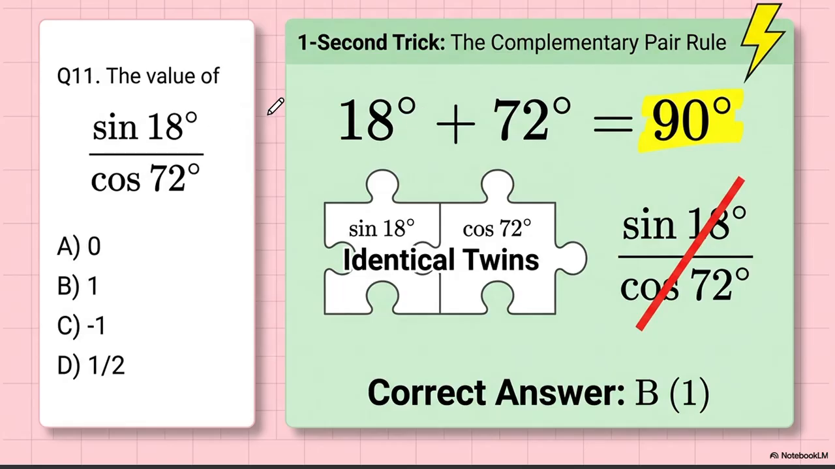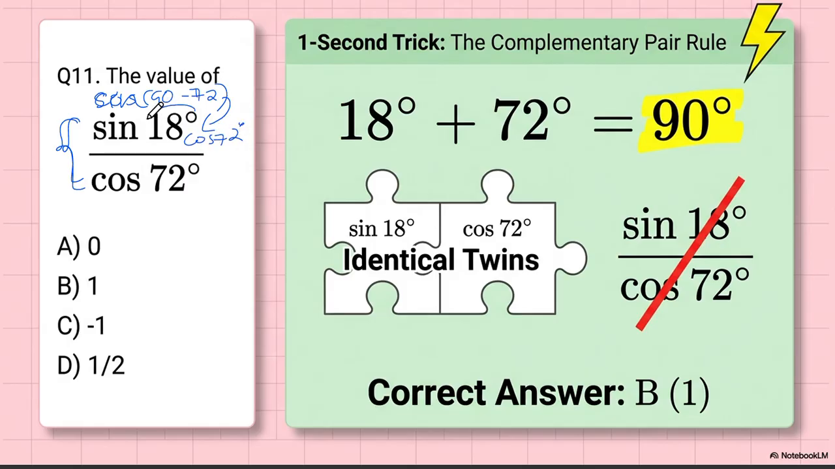The next question is on complementary angles. So the value of sin 18 upon cos 72 we have to find out. Sin and cos are complementary functions. Sin 18 can be written as sin 90 minus 72, which is nothing but cos 72.